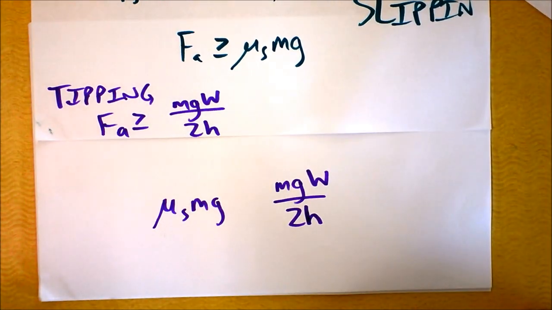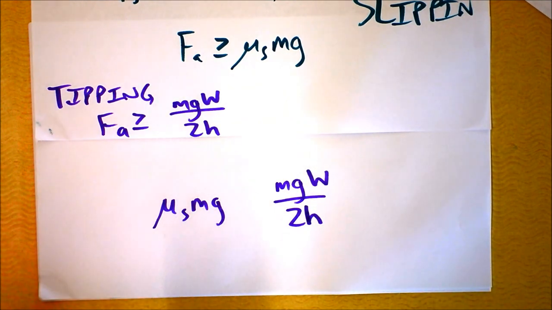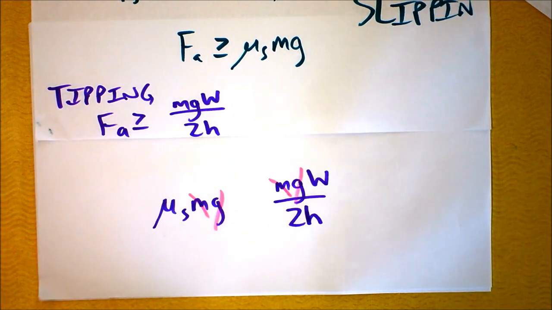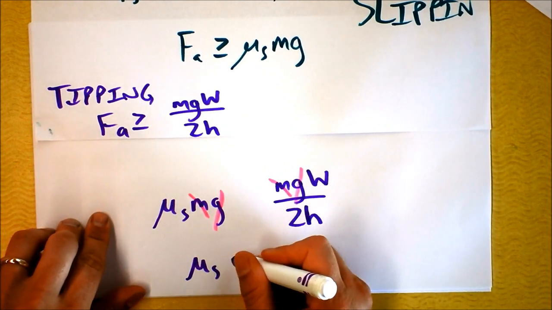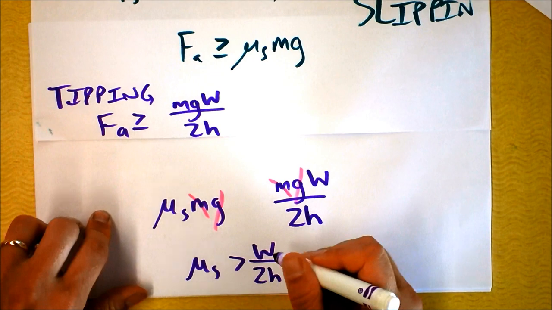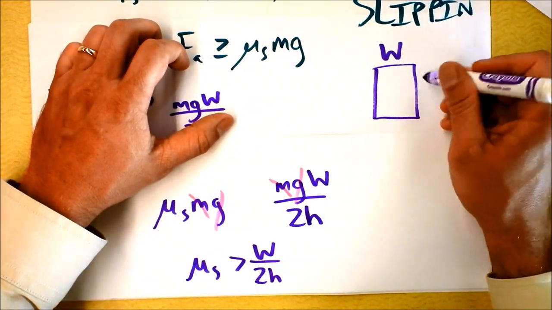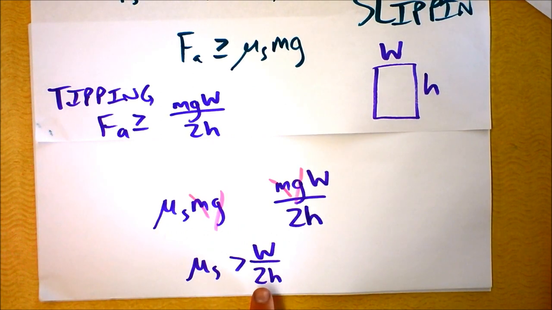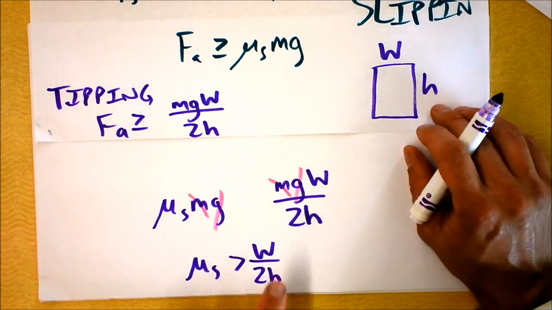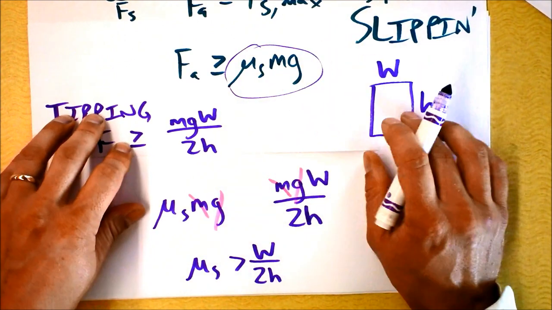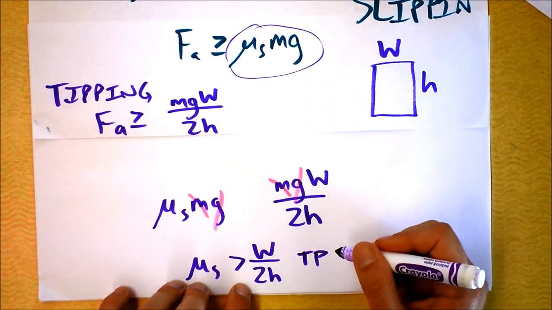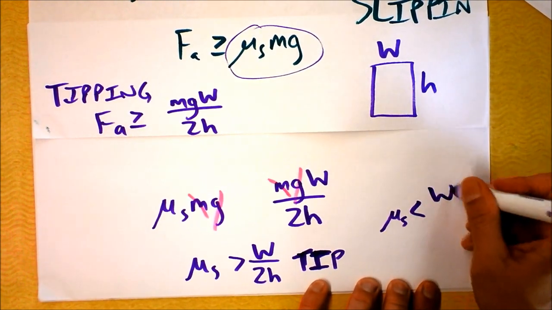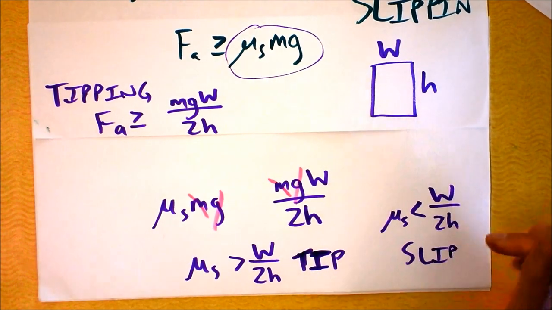What does that mean? Which one of these... wait a second! You're looking at this as I am? What do you see? Okay, now we've got something going on. What about mu sub s greater than w over 2h? That's the width of the mug or box divided by 2 times the height of the mug or box. What if mu sub s is greater than that? Then I think it won't slip, right? Because for slipping, we needed to be more than mu sub s mg. So if this is greater, then it will tip. There we go. And if mu sub s is less than w over 2h, then it will slip. It's just not enough friction.